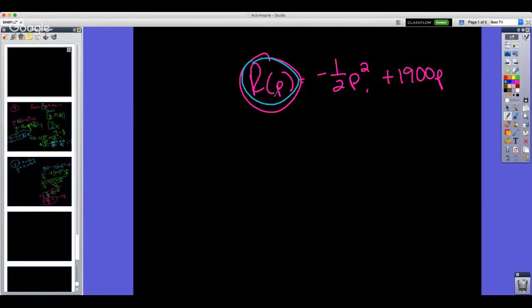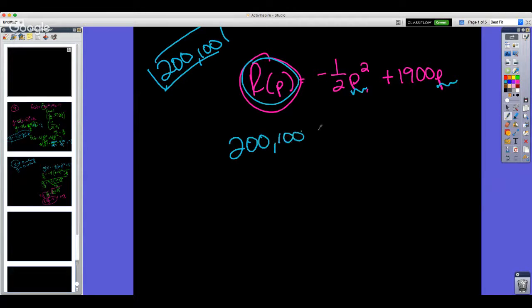R is revenue, and it says what unit price would be associated with the revenue of 200,100. Well, we know the unit price is P, right? Because we were given this, what do you think 200,100 would go into? R. Yeah, we literally plug it in. Good. So we're gonna have 200,100 equals -1/2 P squared plus 1900 P.